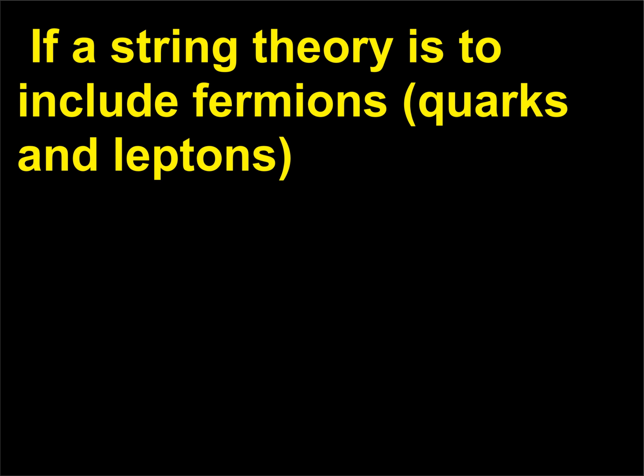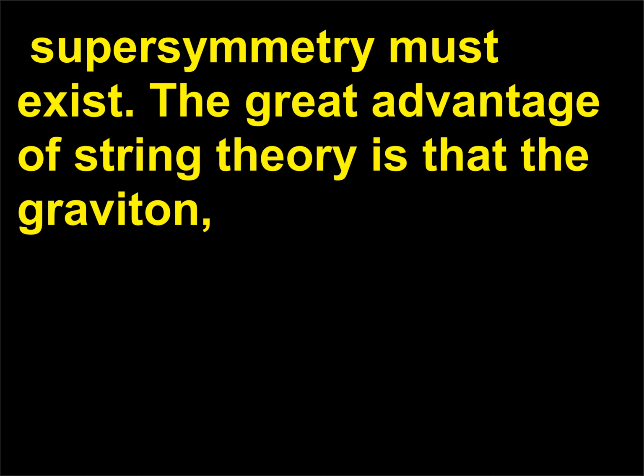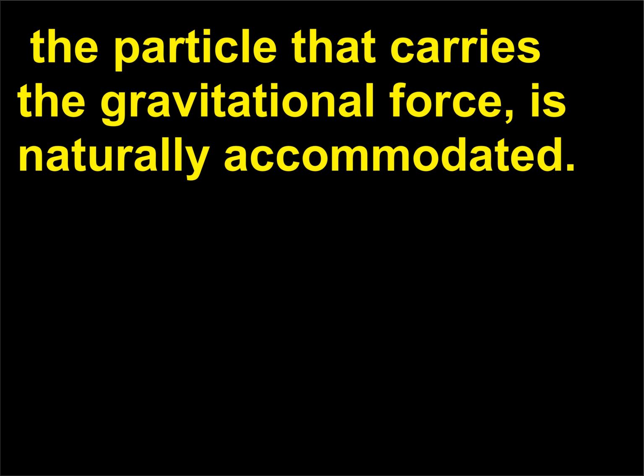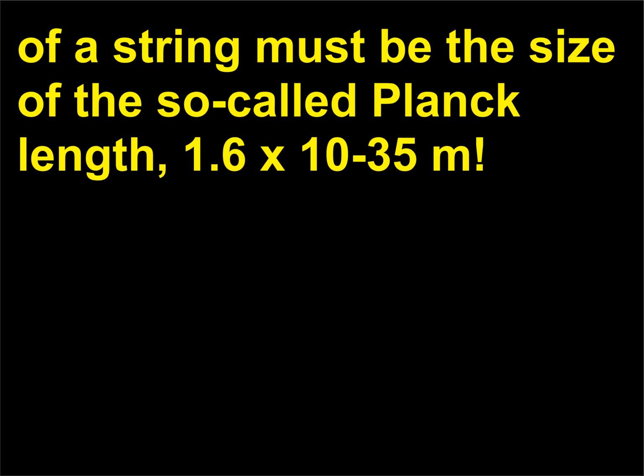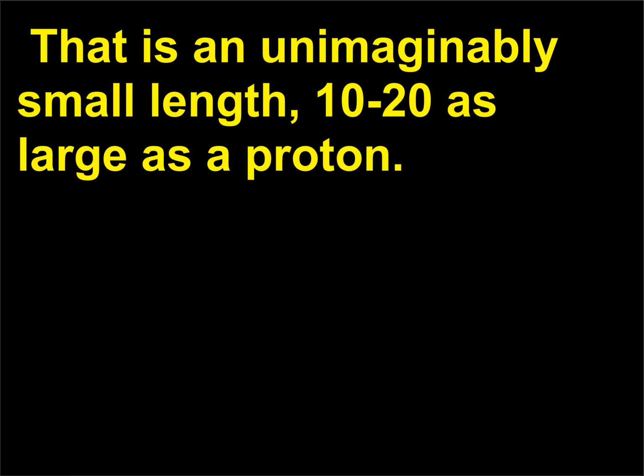If a string theory is to include fermions, quarks and leptons, supersymmetry must exist. The great advantage of string theory is that the graviton, the particle that carries the gravitational force, is naturally accommodated. But if string theory is to be a theory of quantum gravity, then the size of a string must be the size of the so-called Planck length, 1.6 x 10^-35 m. That is an unimaginably small length, 10^-20 as large as a proton.